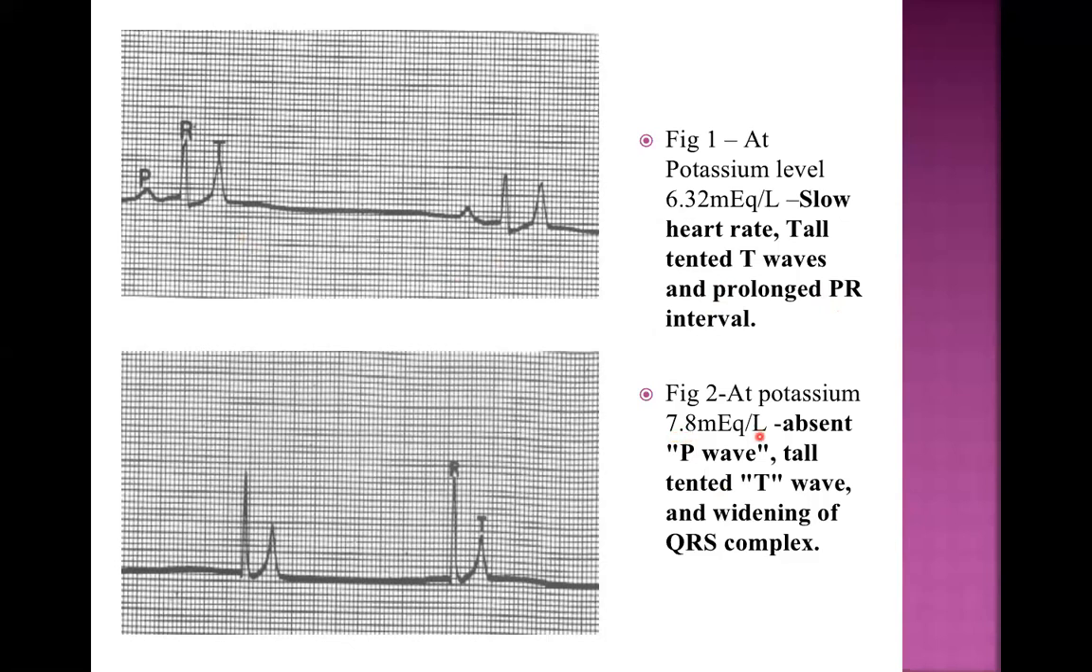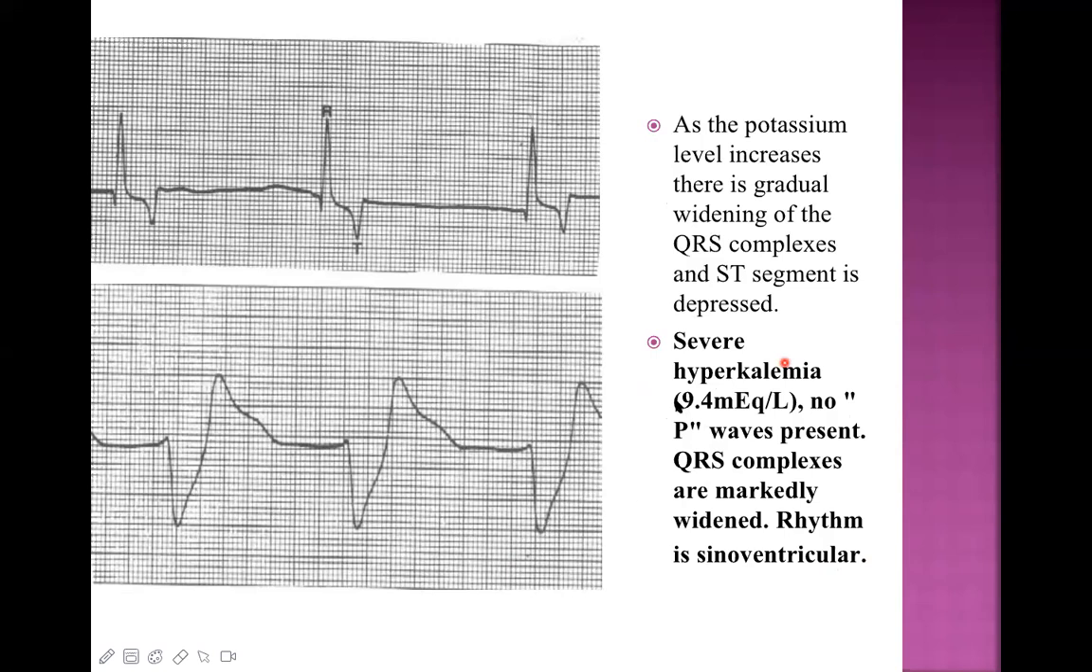Now, when potassium is 7.8, there is absence of the P wave. I cannot see any P wave here. P wave should be in front of QRS complex. See there, it is absent, and the T wave is broader than before, and QRS complexes are also getting broader. As the potassium level increases, the QRS complex is gradually widening, and the ST segment is depressed now in this ECG. This is called depression of ST segment. Just like a myocardial infarction, but this is not a myocardial infarction case here. This is caused by hyperkalemia.